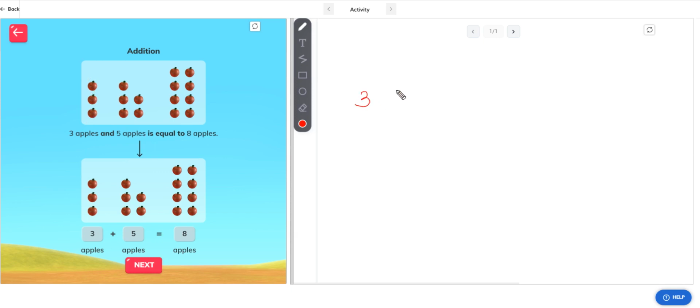So that's 3. Plus, how many apples in the second group? 1, 2, 3, 4, 5. 3 plus 5 is equal to how much in total? 1, 2, 3, 4, 5, 6, 7 and 8. That means 3 plus 5 equals 8, right? This is the addition sign or plus sign that we use, okay?